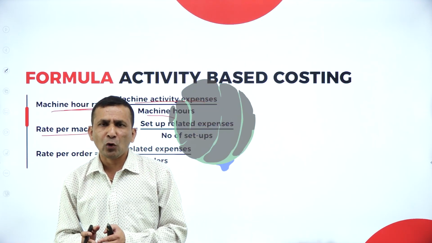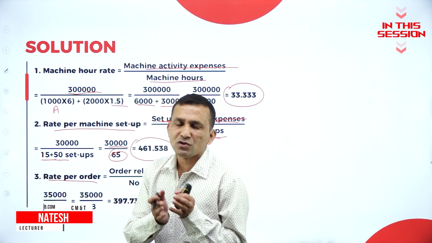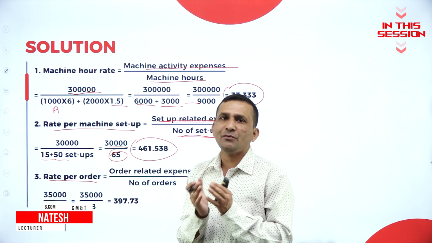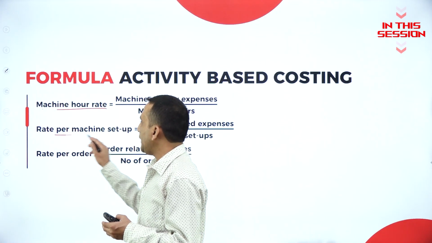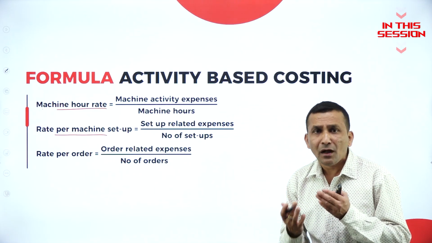When you are expecting productivity, you need to set a machine according to your standard. The rate per order we need to find out. So the formula is order related expense divided by number of orders. If you want to find out the rate per machine setup, it is the setup related expense divided by number of setups.